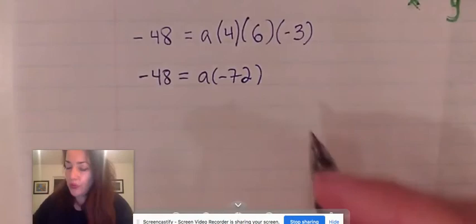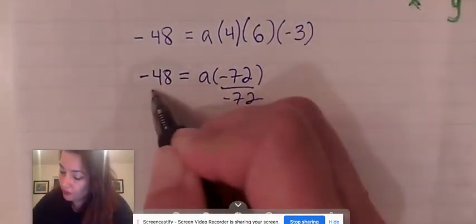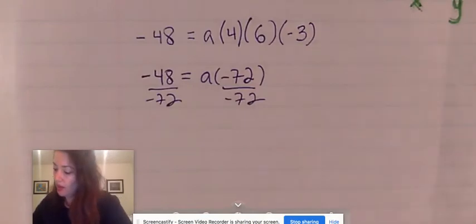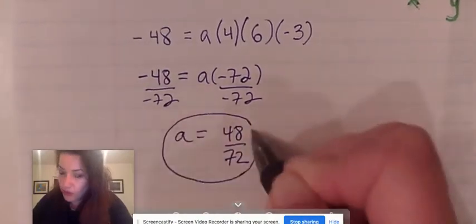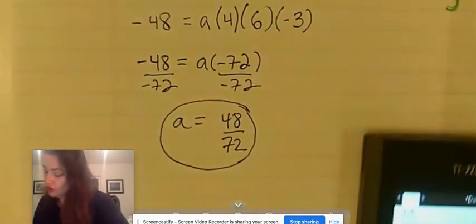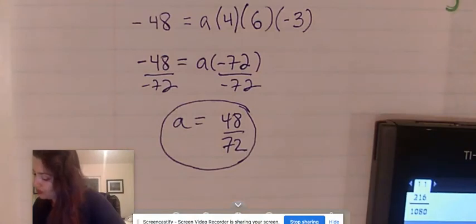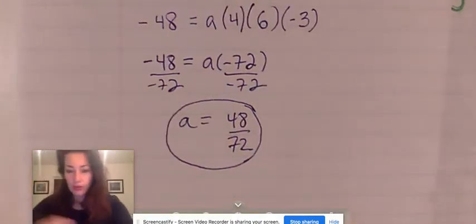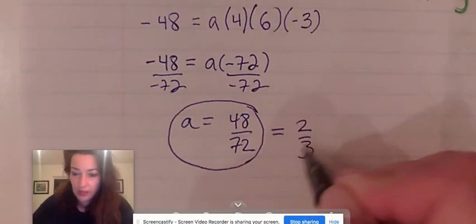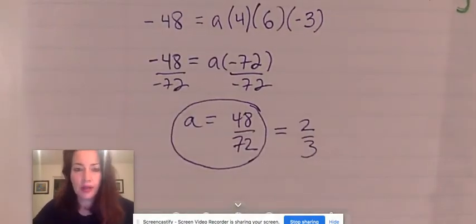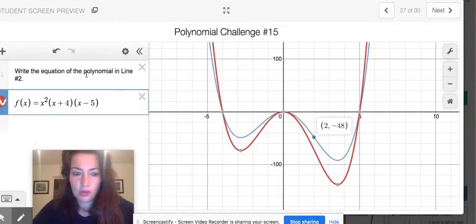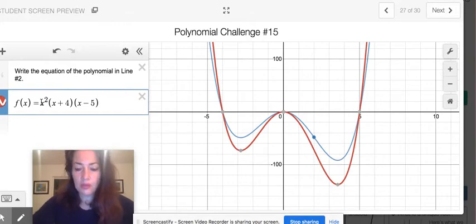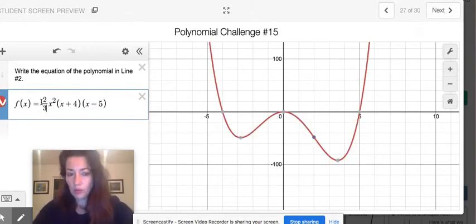We will divide both sides by -72. And we have a equals 48 over 72. Of course, you can reduce that. If you enter it into Desmos the way you see it, it should be just fine. So that is 2/3. Let's go ahead and see if we got the correct a value by plugging it into our graph. So 2/3, I'm going to put that in the front. That means 2 divided by 3, and that will work.